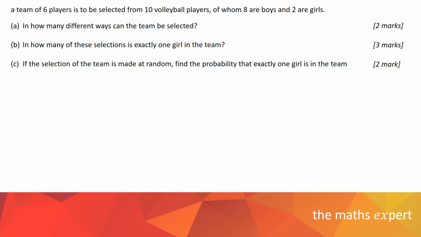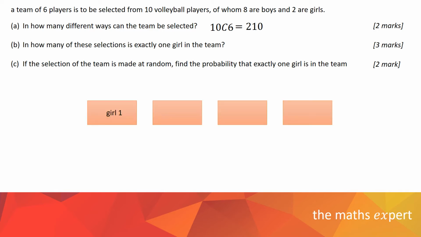The next question asks us to find a team of 6 from a set of 10 players. We are choosing a team, so the order does not matter. Therefore, we need to use the choose formula to answer this question. A team of 6 from 10 with no restrictions can therefore be chosen in 10 choose 6 different ways, which equals 210.